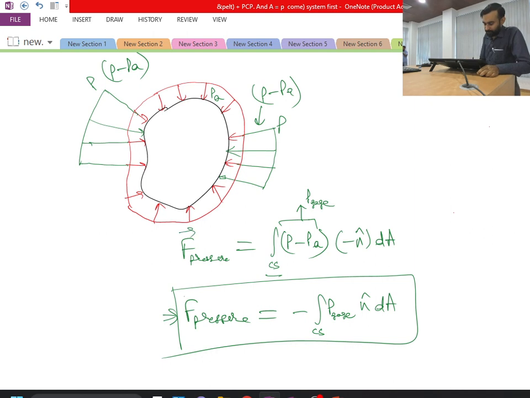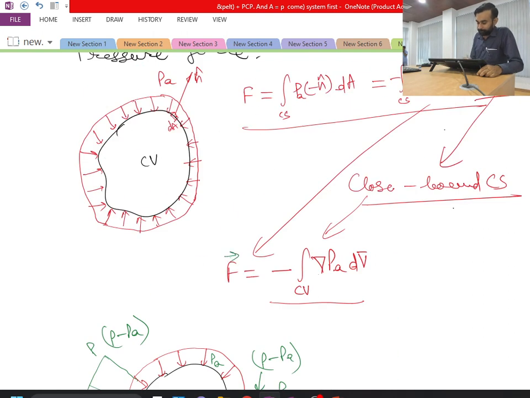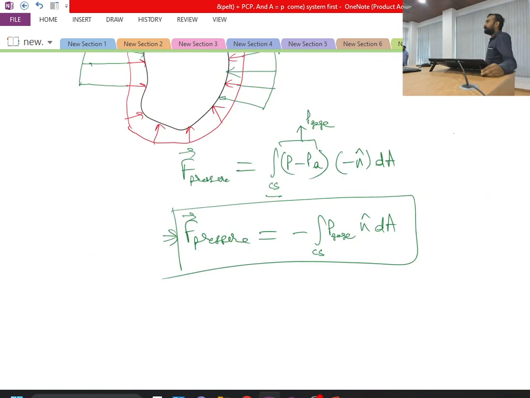I must put a vector over here because I am using n cap, which is a vector quantity. So this is how I can easily estimate the pressure force. Body force we already know, pressure force we have seen. Now one more force will come into the picture, that is the viscous force, but that we will talk about in subsequent lectures. Now, does anyone have any doubt on this point? All are fine with what we have discussed?